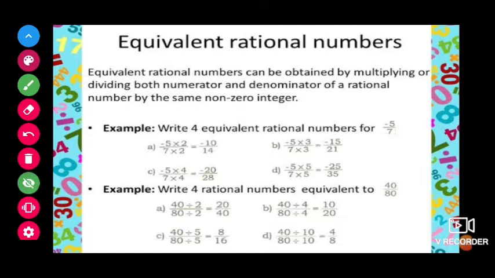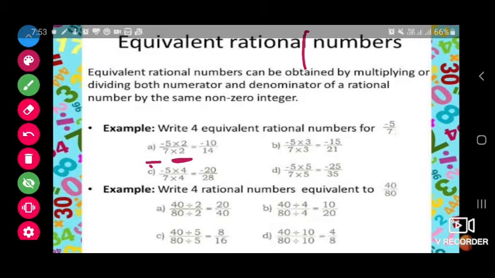If we take any rational number, like the first example, minus 5 by 7, and we divide the numerator and denominator by the same number, or multiply the numerator and denominator of the given rational number by the same number, then the result we get is an equivalent rational number to the given rational number. For example, take minus 5 by 7.